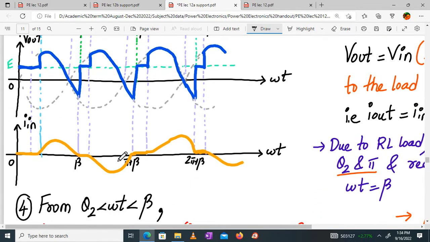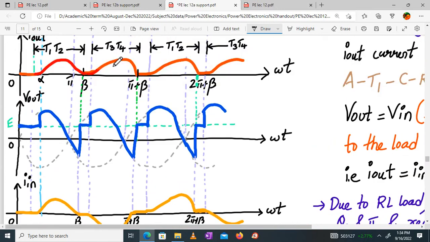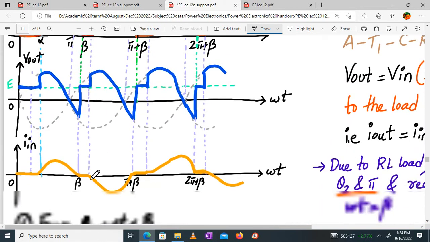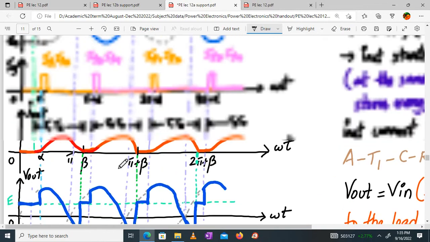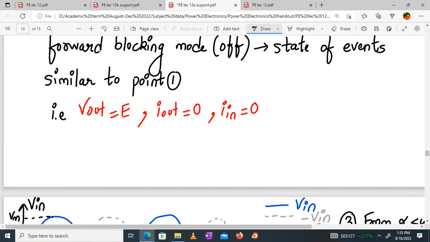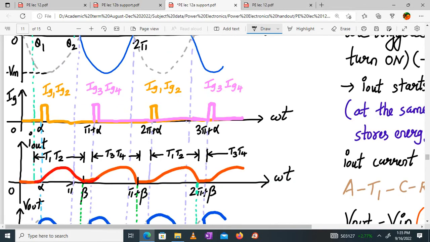Yeah, IN will be like this. When T1 and T3 and T4 are on, IN will be opposite of I out. Sorry, IN will be opposite of I out. ठीक है, reverse current है ना? Reverse current in the sense supply change हुआ है ना? या पहले positive negative था.